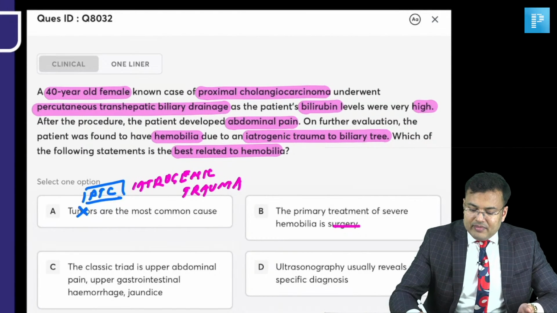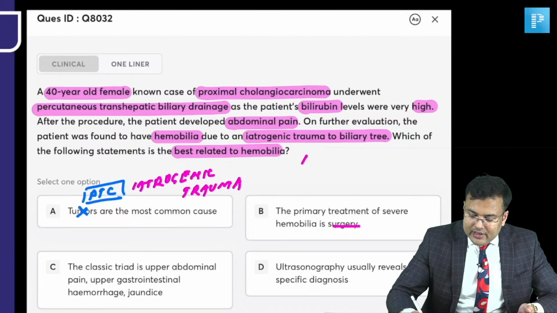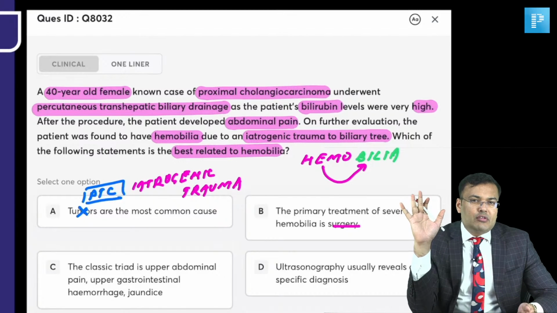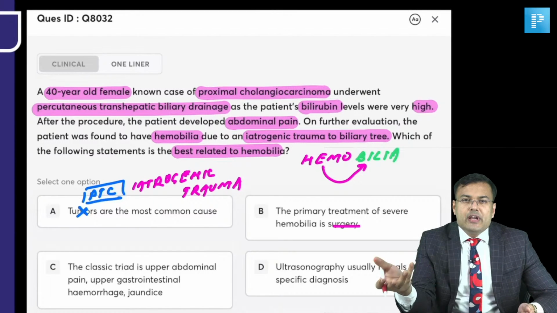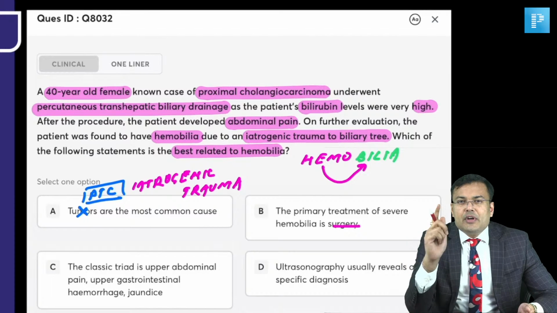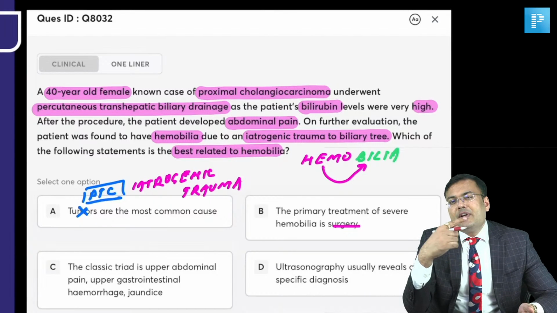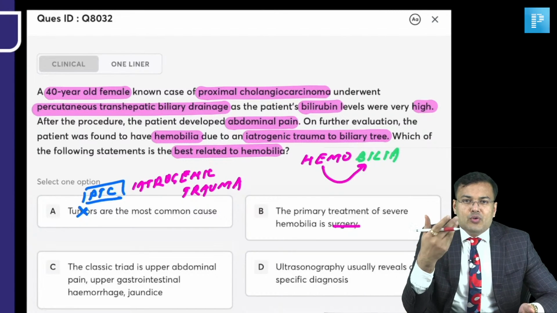Primary treatment of severe hemophilia. How to remember, guys? You will not forget throughout your life. Hemo, red colored; bile, green colored. Bilia. So what is the problem? This is happening in hemophilia. Hemo, blood going into bile duct. Whenever blood is going into the bile duct, it is going to clot. Because of clot, patient is having colic. Colic means abdominal pain. There is obstruction, patient is having jaundice. And because of bleeding, upper GI or lower GI hemorrhage.